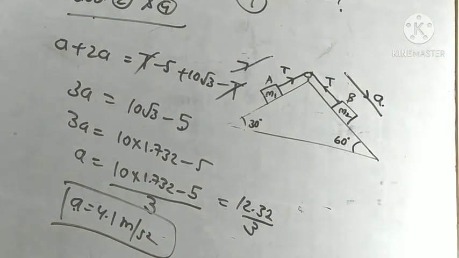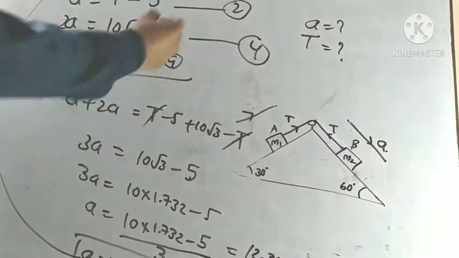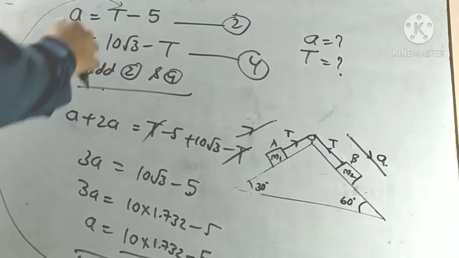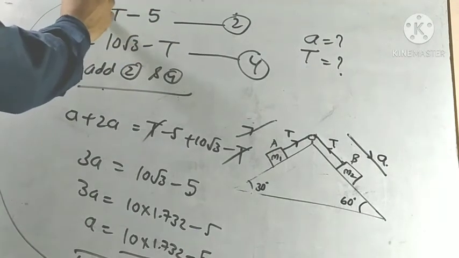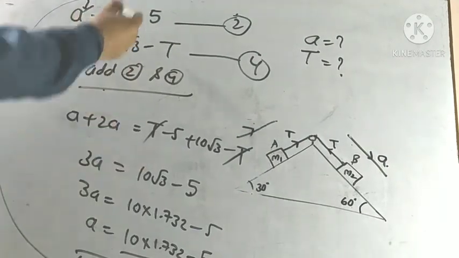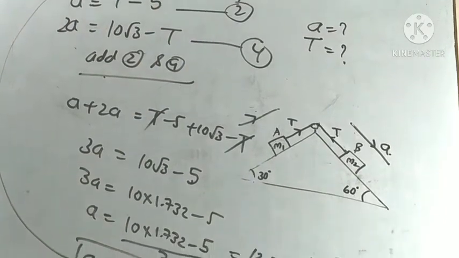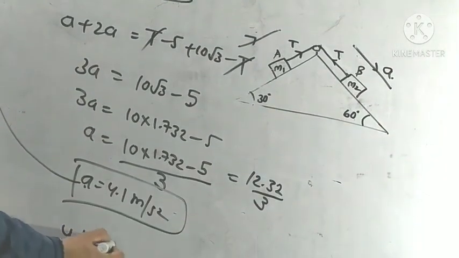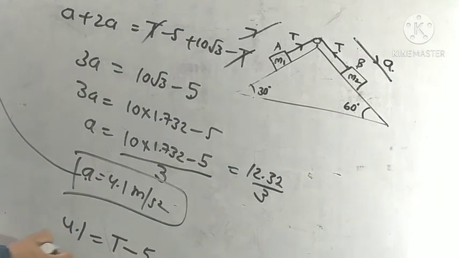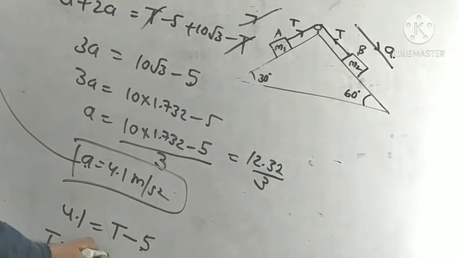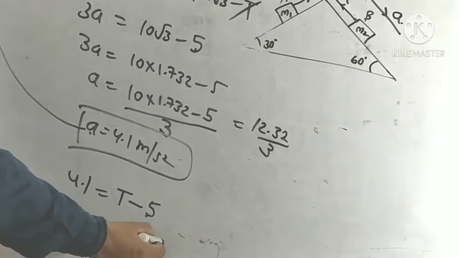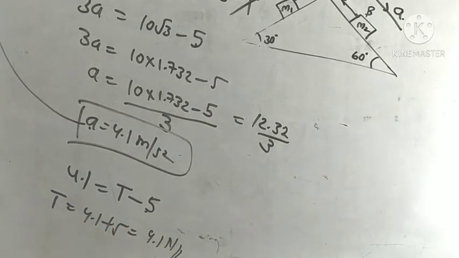Now we put this value of acceleration in equation number 2, and then we will get the tension T in the string. So we put this value here: 4.1 is equal to T minus 5. Finally T is equal to 4.1 plus 5, I mean 9.1 Newton. So this is our final value.